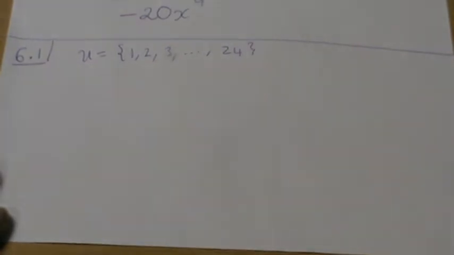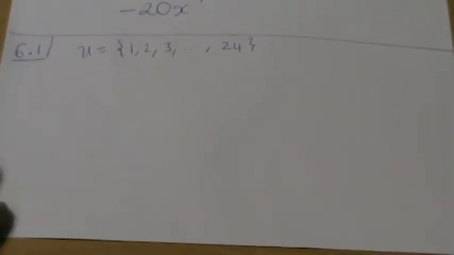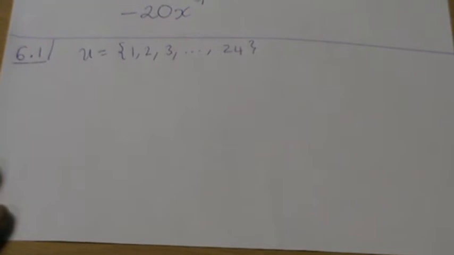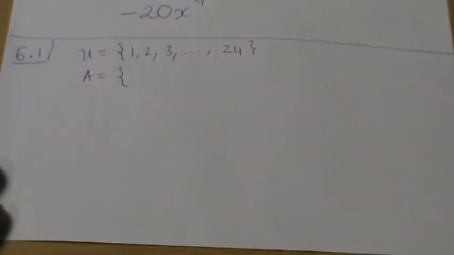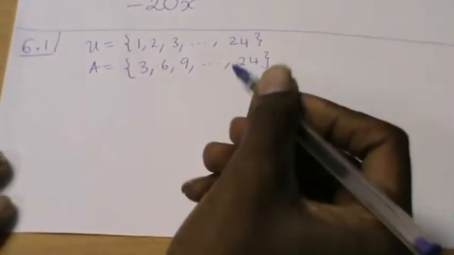So natural numbers which are less than 25, it'll be 1, 2, 3, and it continues this way up until 24. So remember, I want numbers that are less than 25. So 25 is not in the universal set. Then A, these are multiples of 3, so numbers in the 3 times table which are less than 25. So it's 3, 6, 9, and then it continues this way up until 24, because that is the last one that is less than 25.